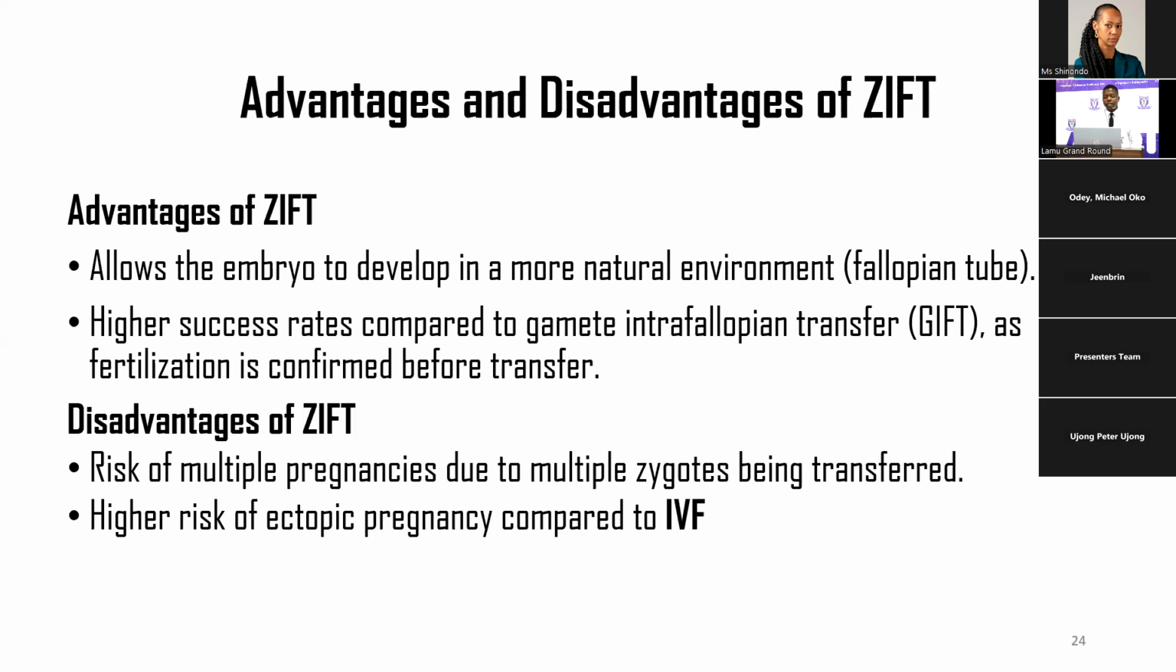The higher risk of multiple pregnancies due to multiple zygotes being transferred. Then the last disadvantage that we have is the higher risk of ectopic pregnancies compared to in vitro fertilization, because the zygotes are being transferred directly into the fallopian tubes, such that implantation can happen in those fallopian tubes, which is the ectopic pregnancy. With this, I thank you.